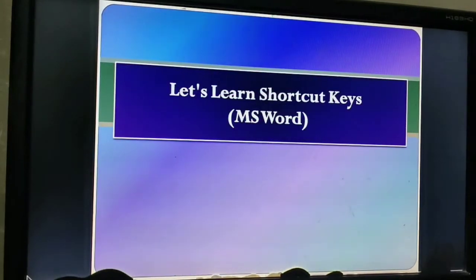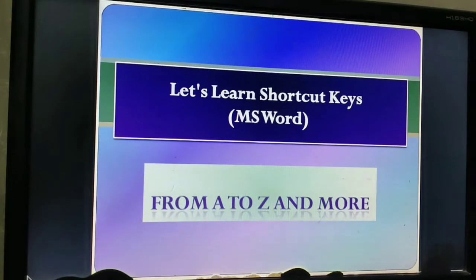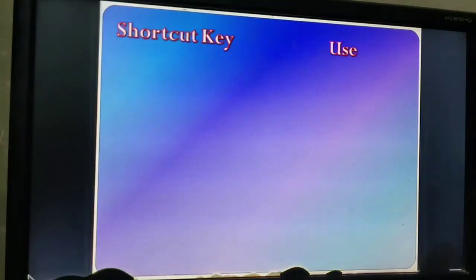In this video I'll tell you about some of the shortcut keys of Microsoft Word. You will learn shortcut keys from A to Z and more. I will tell you the shortcut key and the use of that shortcut key too. The first one is Ctrl plus A. The use of this shortcut key is to select all the content which is present on your page.